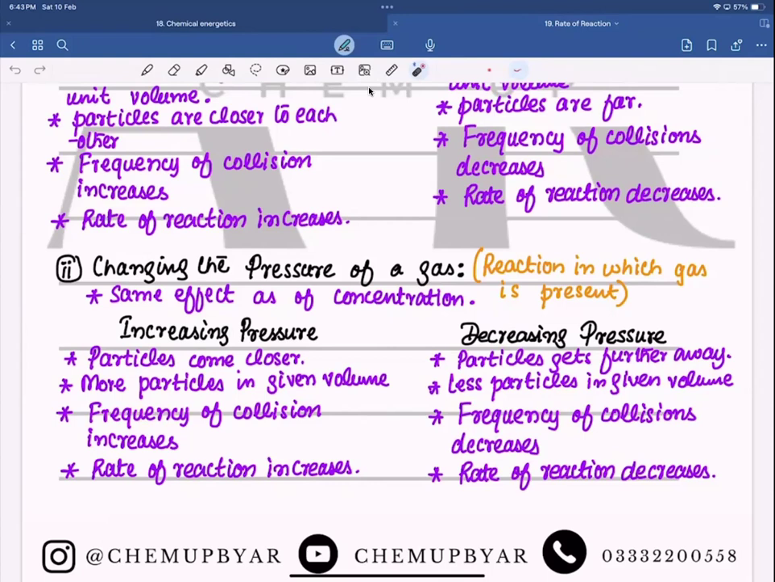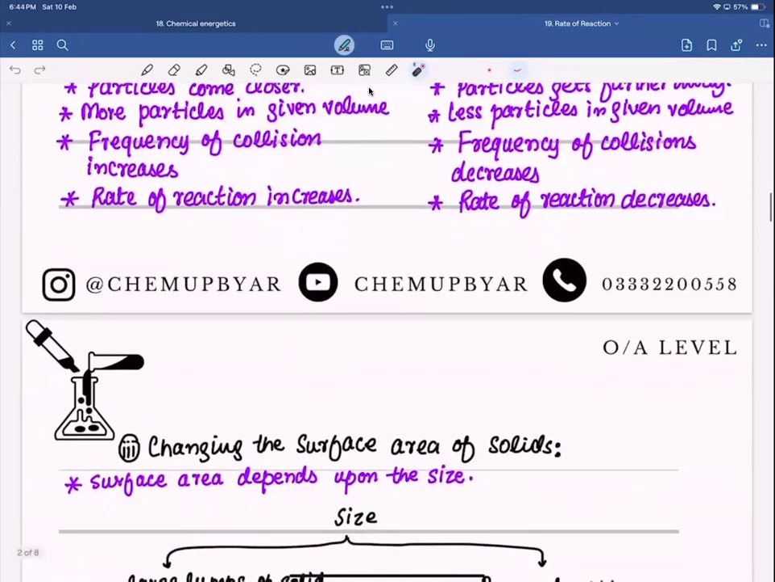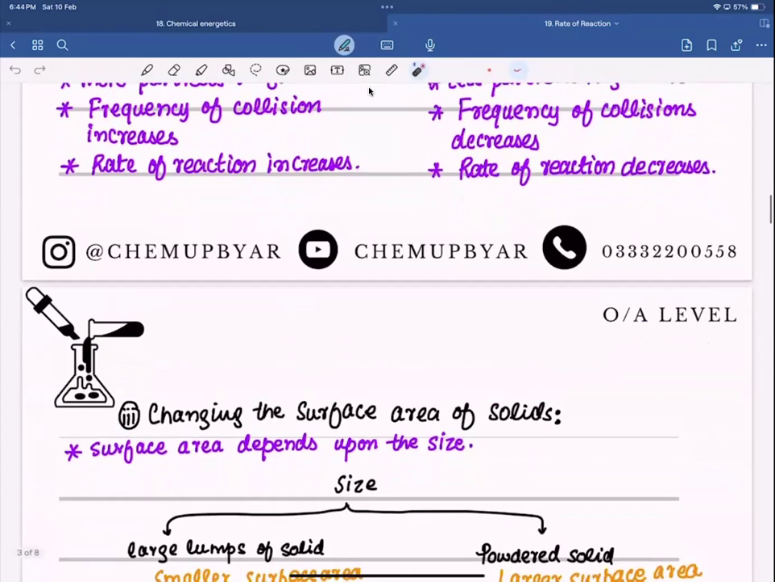Yes, so concentration and pressure have the same effect on the rate of reaction, but concentration is applied to solutions and pressure is applied to gases when they are reactants. Okay. Now, after this, the next factor is the surface area. So, surface area is basically of solids.